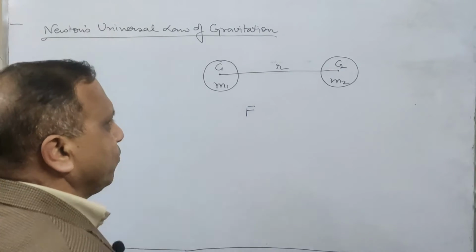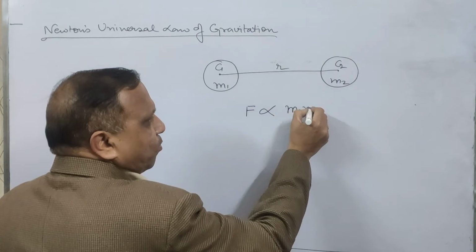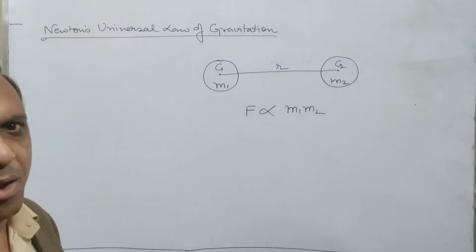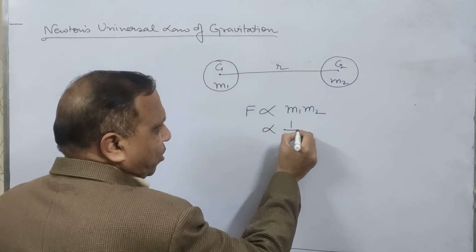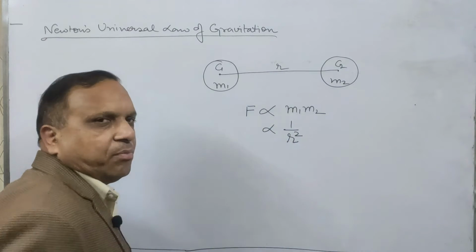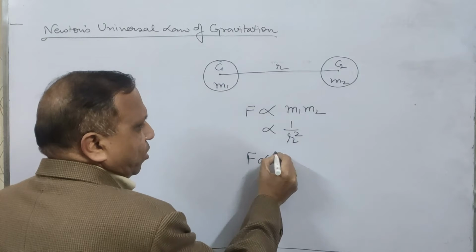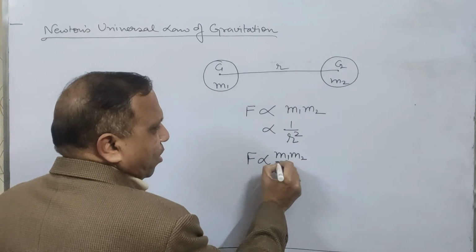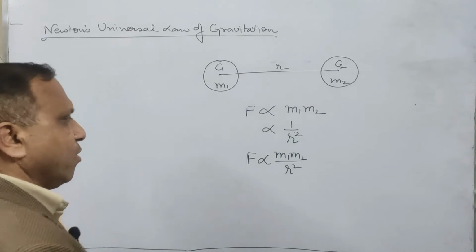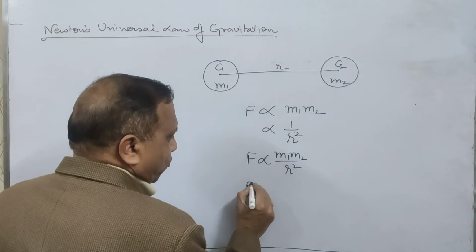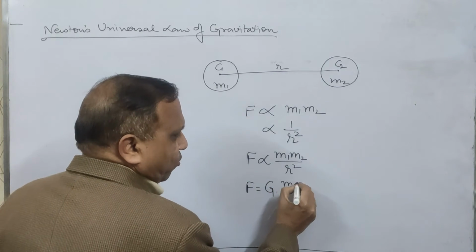According to this law, this attractive force is directly proportional to the product of the masses m1 and m2 and inversely proportional to the square of the distance between them, or we can say F is proportional to m1 m2 upon r square. Is it right? Now we remove this proportionality sign with a constant, capital G, which is the proportionality constant.